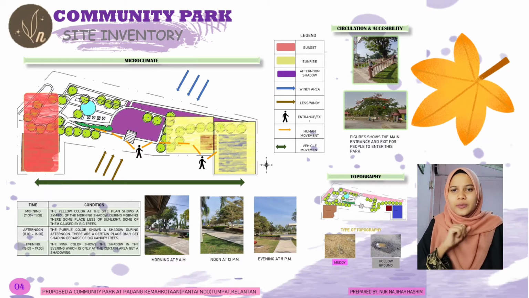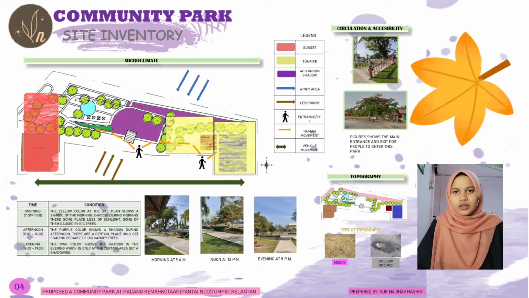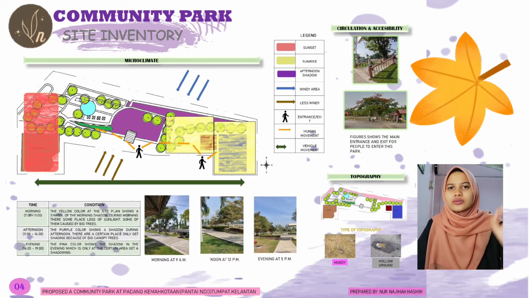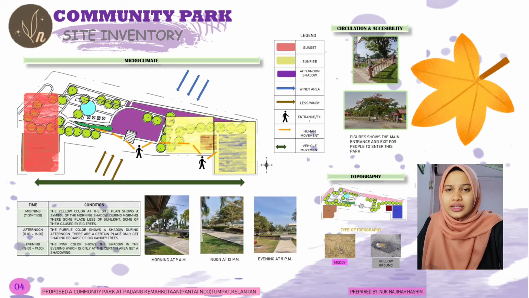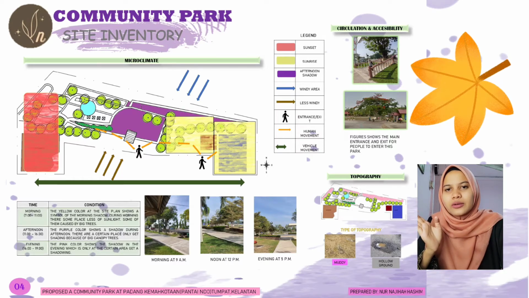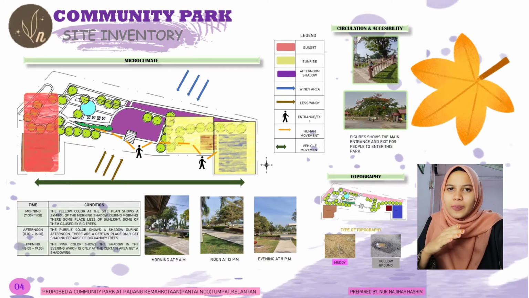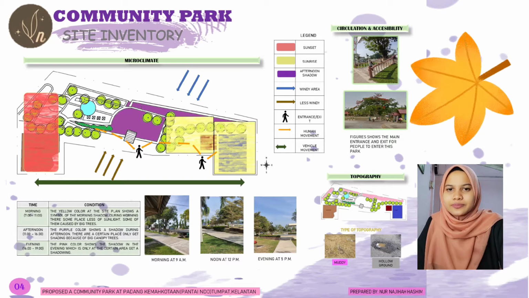Next is topography. There are two types of topography at the site. First is muddy ground, and the second is hollow ground. This is in the site plan. I have shaded the areas that are muddy and hollow ground, with muddy ground in pink color and hollow ground in grey color.